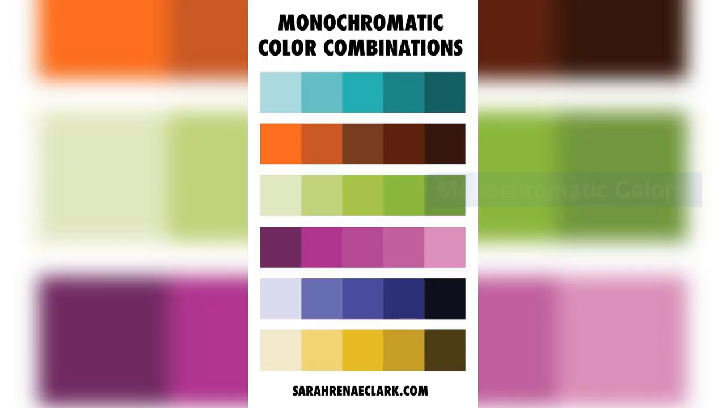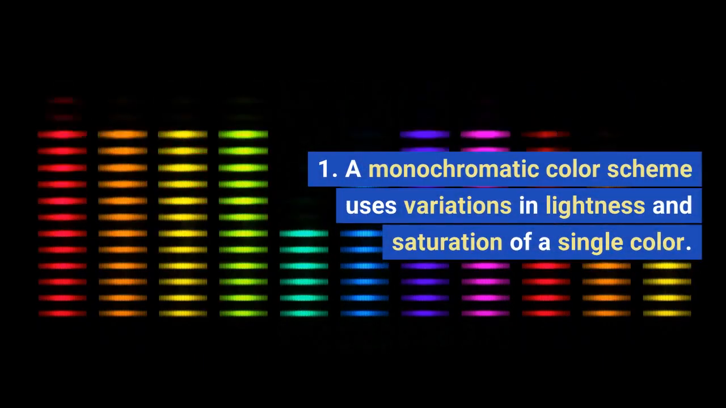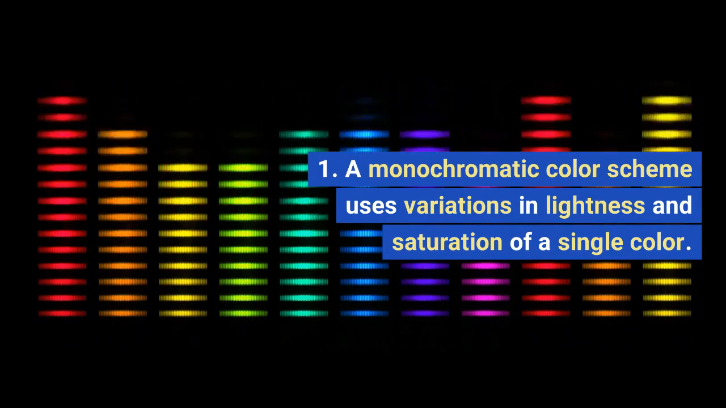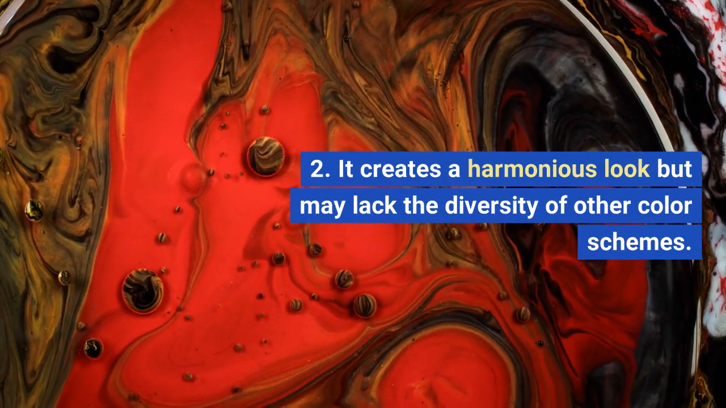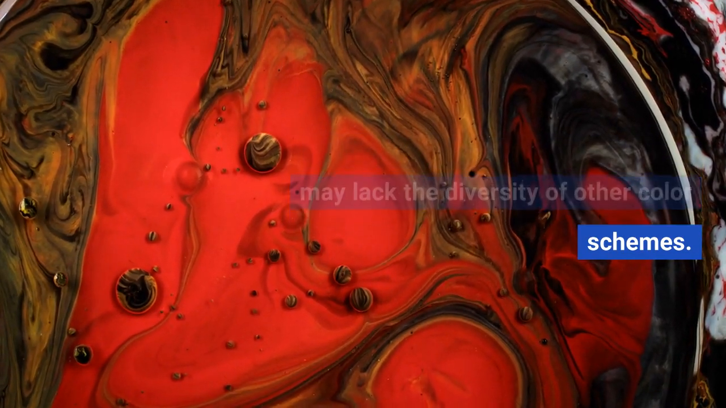Monochromatic colors. 1. A monochromatic color scheme uses variations in lightness and saturation of a single color. 2. It creates a harmonious look but may lack the diversity of other color schemes.